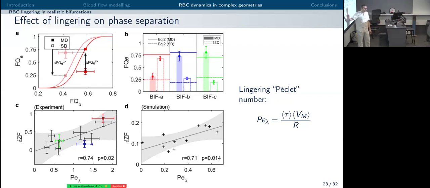And for each data point, if you measure for some time, you look at your red blood cells, you get your distributions, you define your lingering criterion, which determines what the Péclet number is. And you look at the distribution of the cells and compare that with the expected distribution if there was no lingering. And that gives you the Y component of the data. Right? And the interesting thing is that you have a clear impact here.